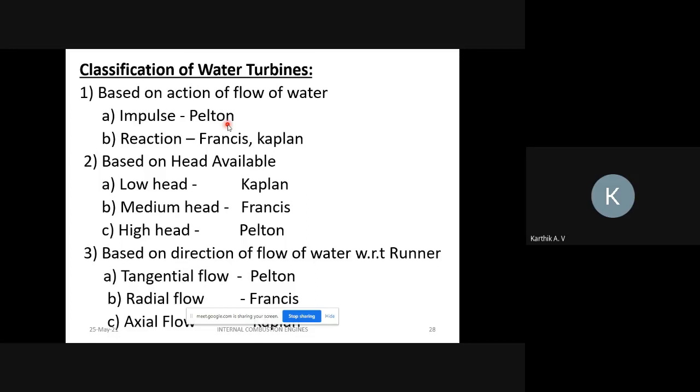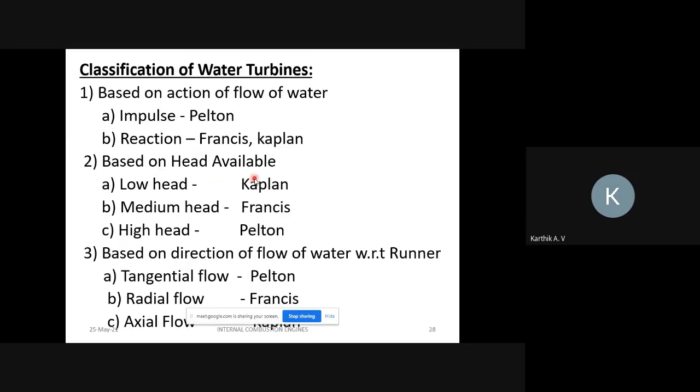In a reaction turbine, medium as well as low head is enough. Head is nothing but the level of water. A low or medium level of water is enough for the Francis as well as Kaplan turbine.